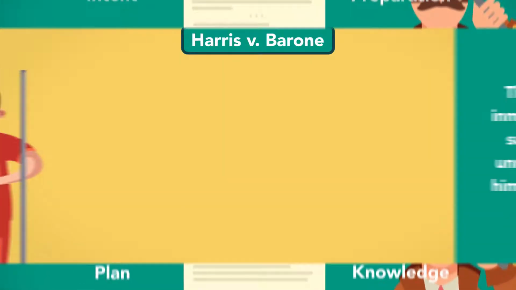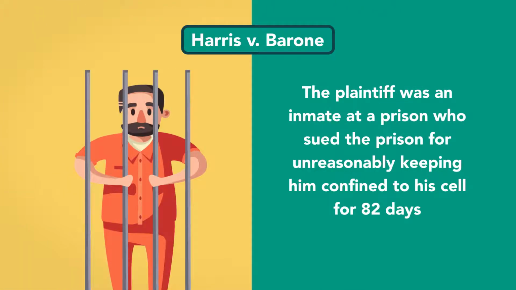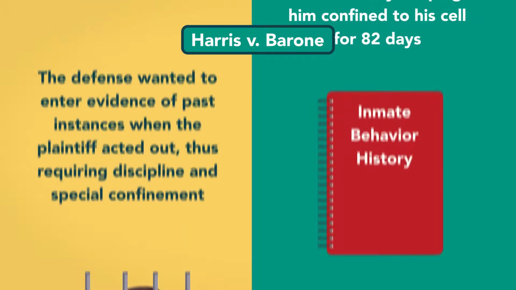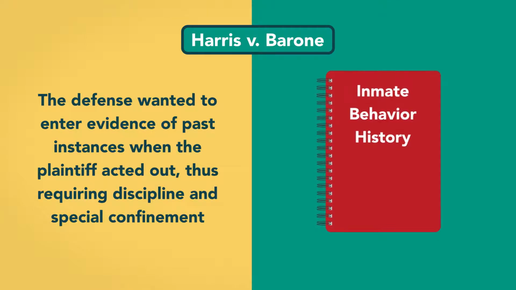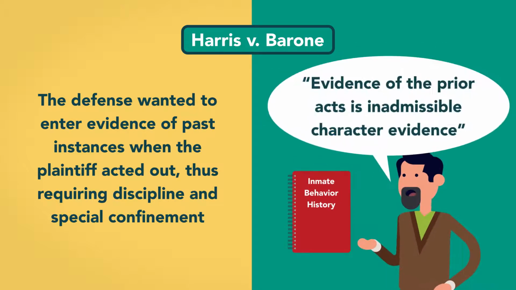In Harris v. Barone, the plaintiff was an inmate at a prison who sued the prison for unreasonably keeping him confined to his cell for 82 days. The defense wanted to enter evidence of past instances when the plaintiff acted out, thus requiring discipline and special confinement. The plaintiff objected that this evidence of prior acts was inadmissible character evidence.